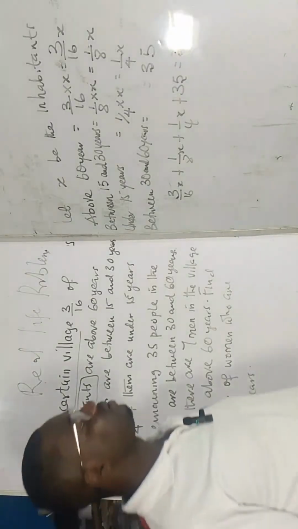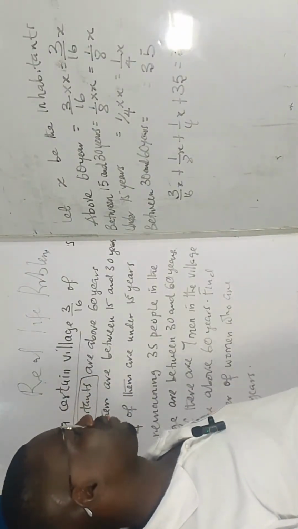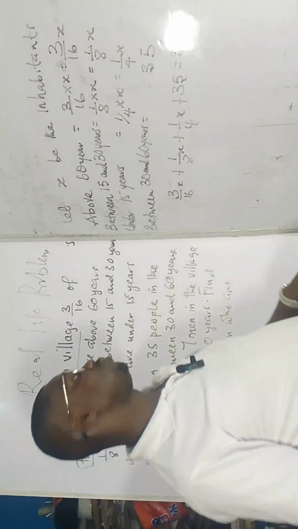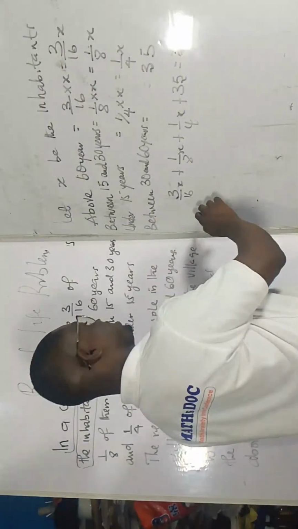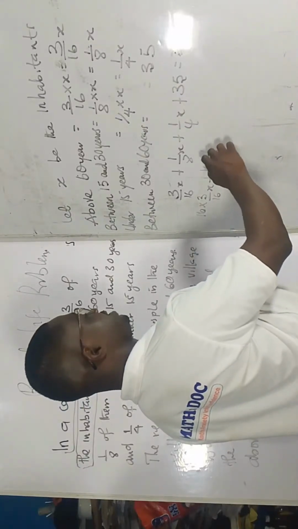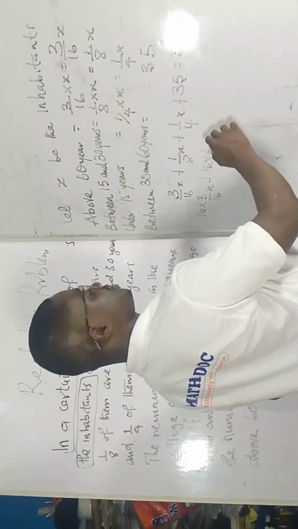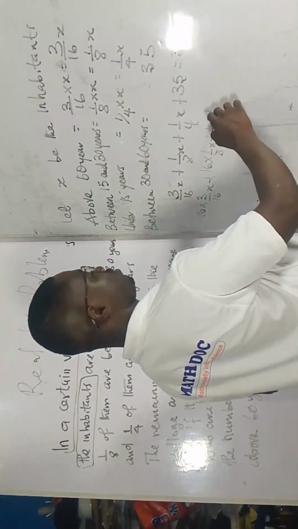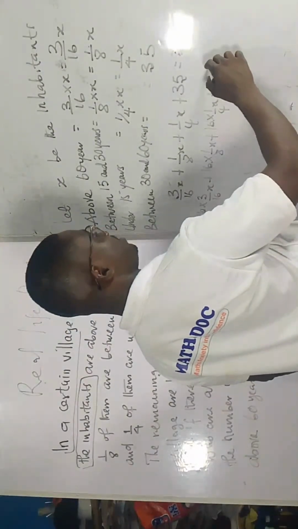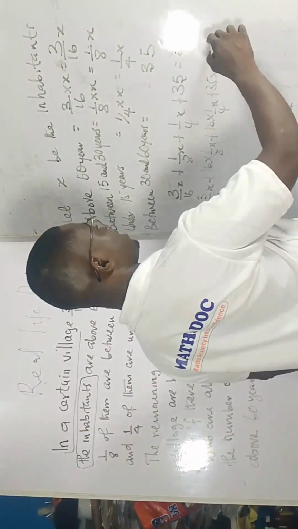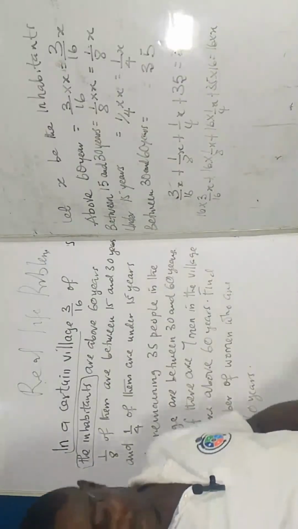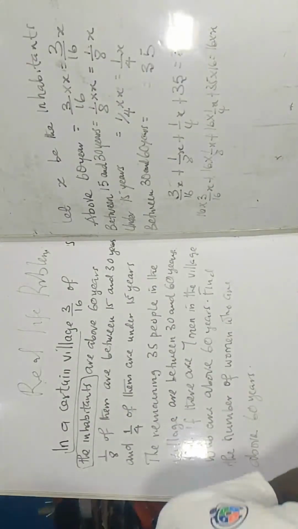So we have the total. So multiply through by 16. You have 16 times 3/16x plus 16 times 1/8x plus 16 times 1/4x plus 35 times 16, and then 16 times x. All right, so that is what we are having here.